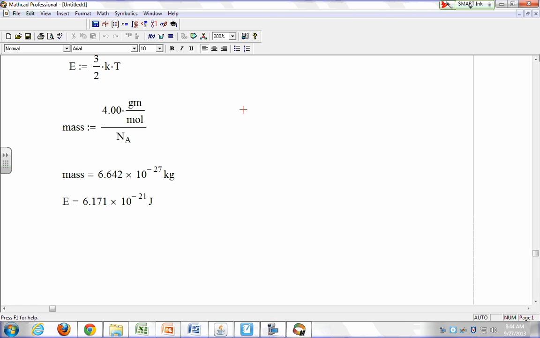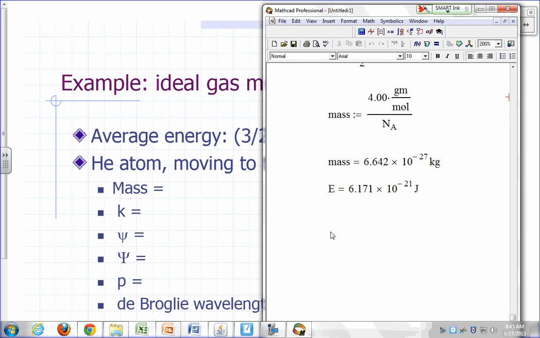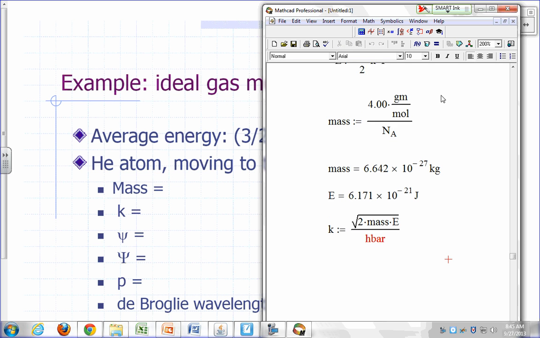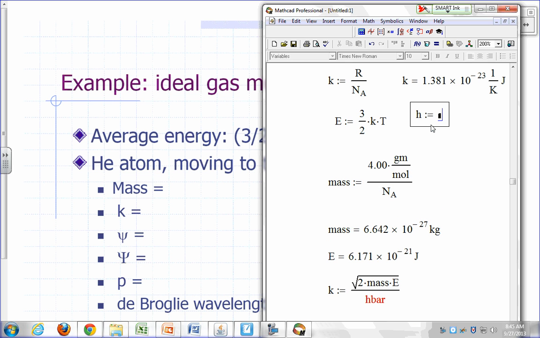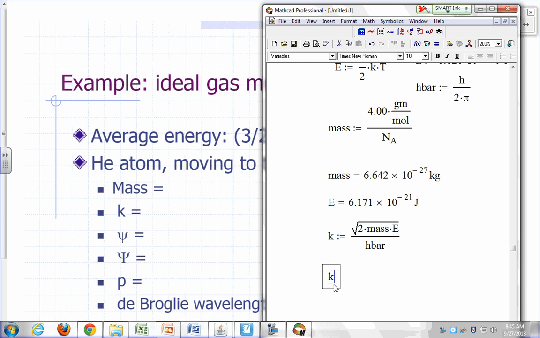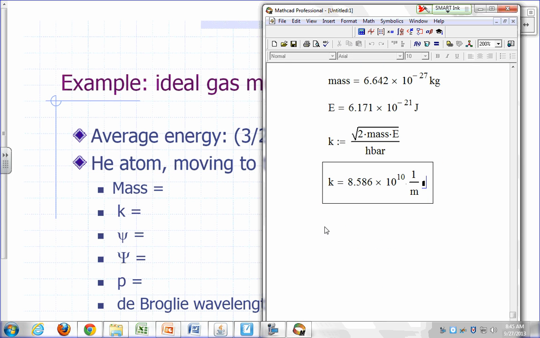And what else are we supposed to do? So what is our k? k equals square root of 2 times the mass times the energy divided by h bar. I need to define what h bar is. h is 6.626 times 10 to the negative 34 joule seconds, and h bar is h over 2 pi, right? So that's our k. That's per meter. That should be the right unit, right?